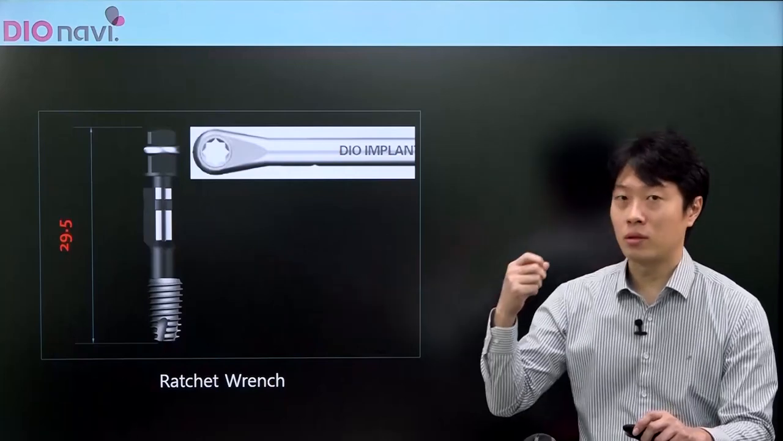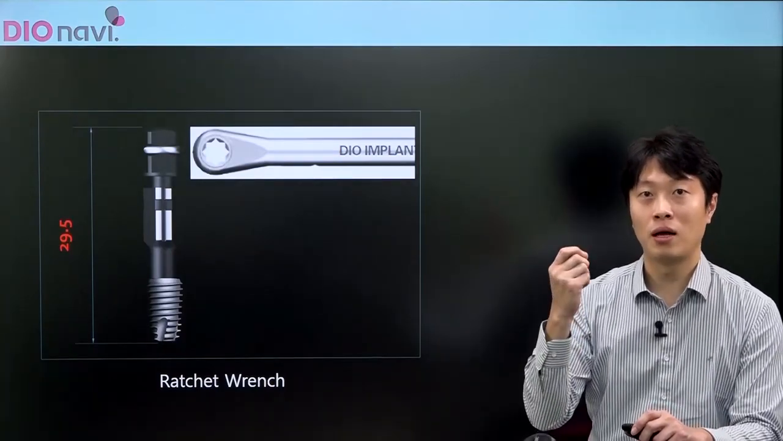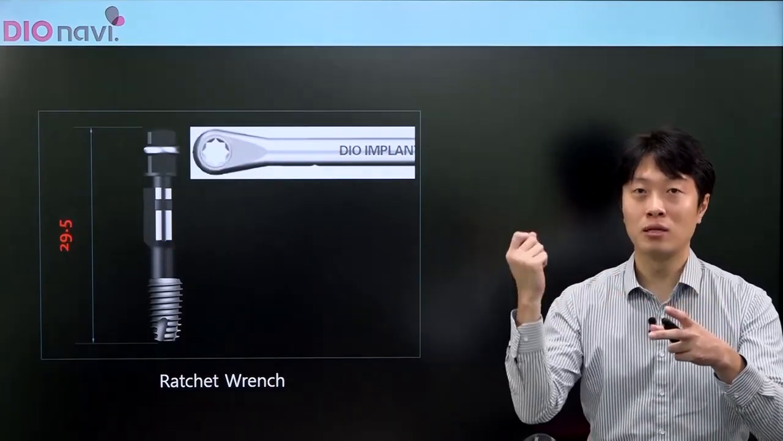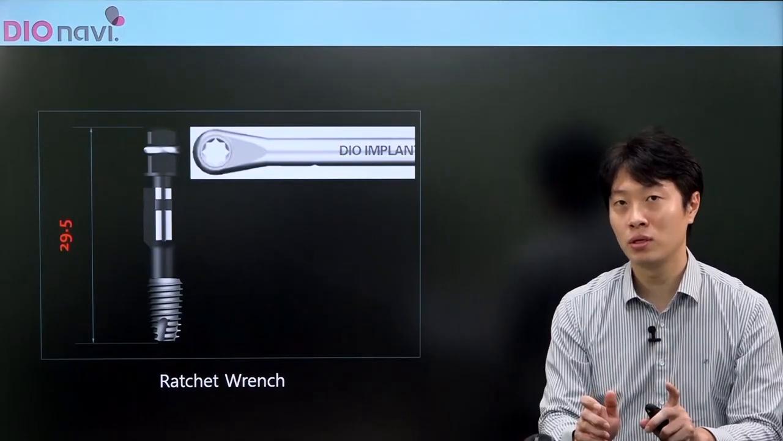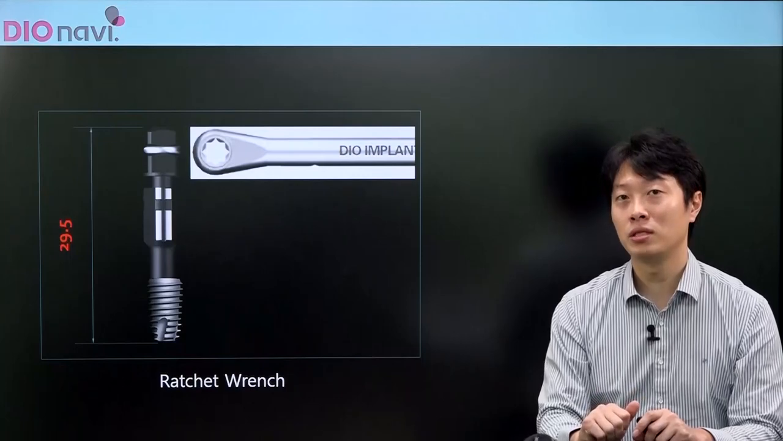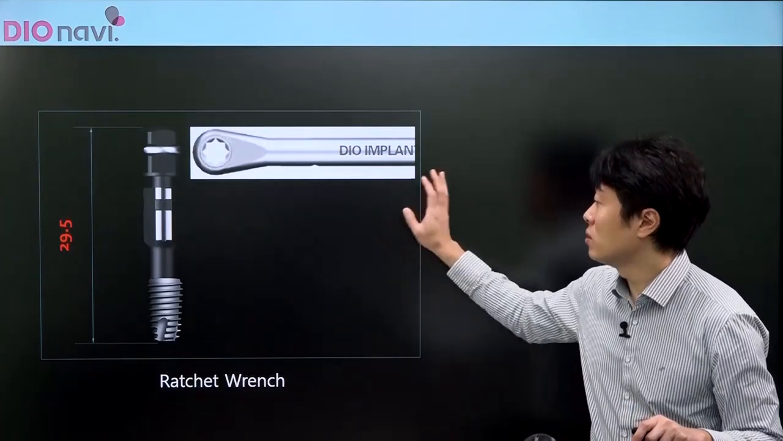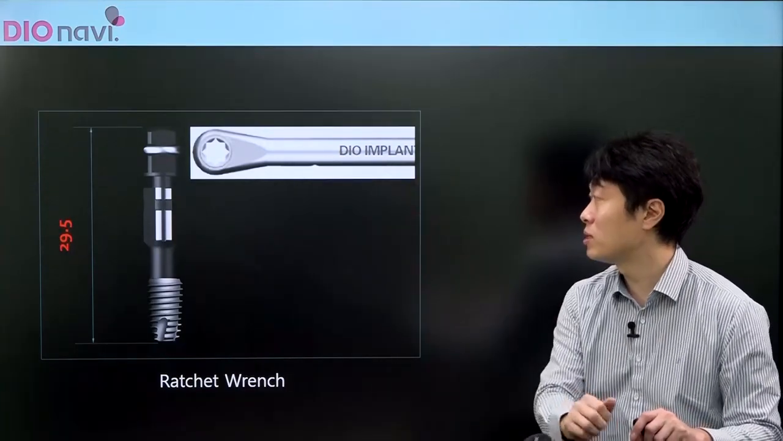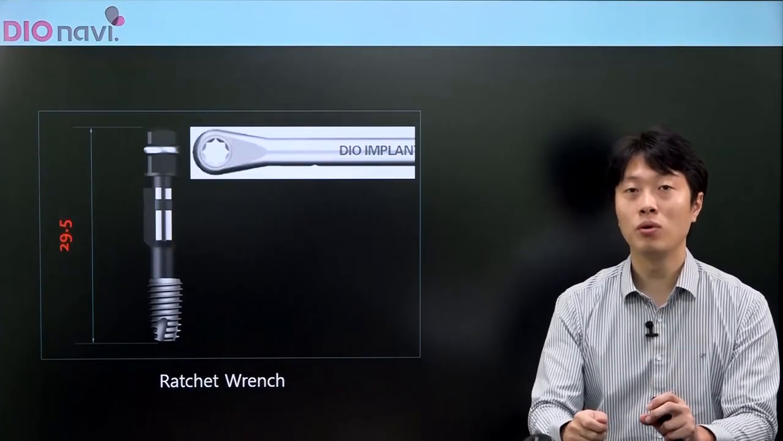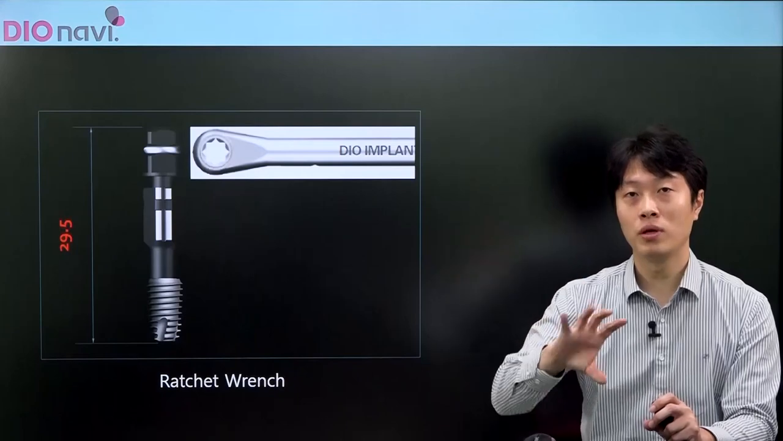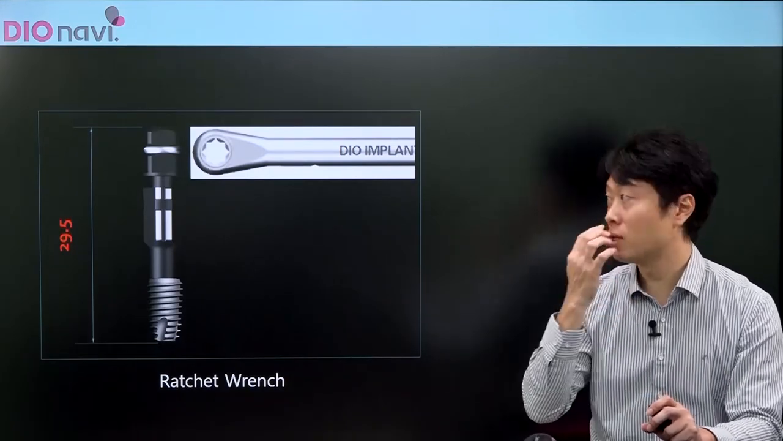In the case of opening limitation, when trying to place with an engine, it may be difficult to place it inside the surgical guide. In such a case, do not try to place it with an engine. Use the hand ratchet to place it. Using the hand ratchet, place it and turn it slowly like this to place the fixture slowly.